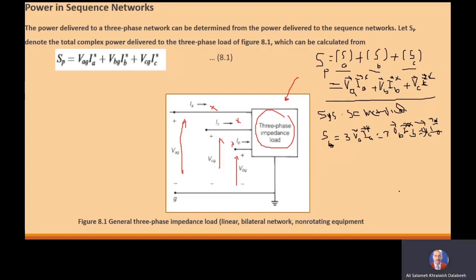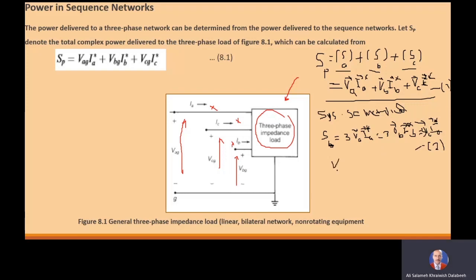But if the system is unsymmetrical, this equation is not correct. This is the general form. This is the general equation. This is a special case. This is the equation for the symmetrical system. Okay?